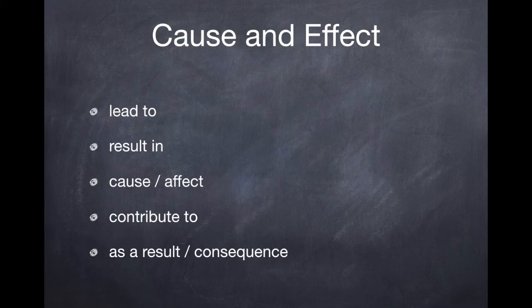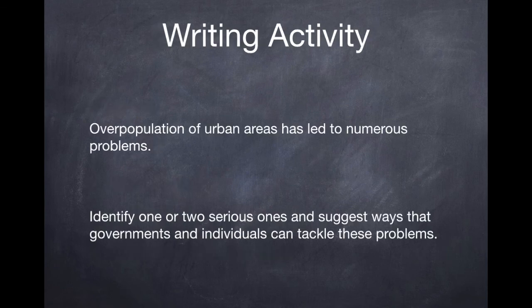And now we are going to see a new topic. You have 10 seconds to read this topic. It is about overpopulation of the urban areas, and we need to identify the problems. And we can see the task requirements. We need to identify one or two serious ones and suggest the ways that governments and individuals can tackle these problems. But in our today's class, we do not focus on the solution session, so we only focus on the problem sessions.